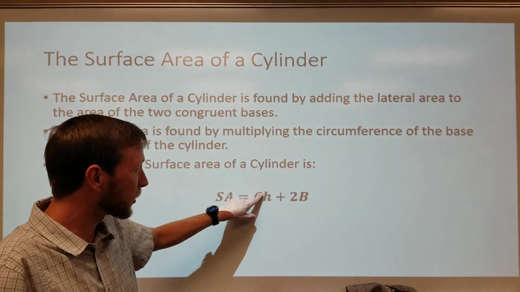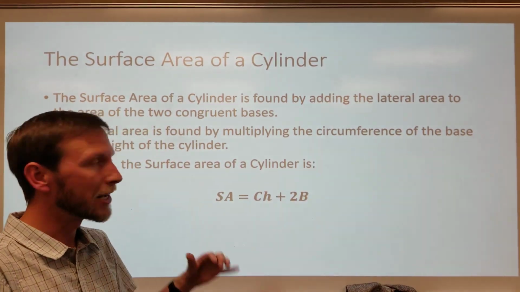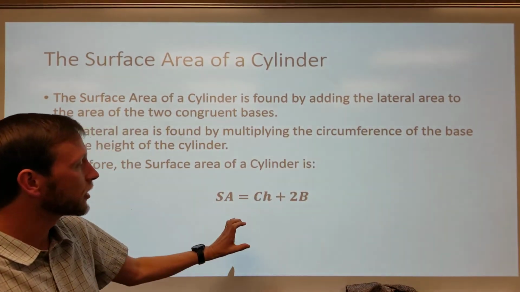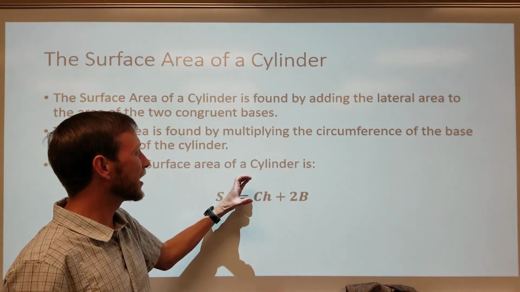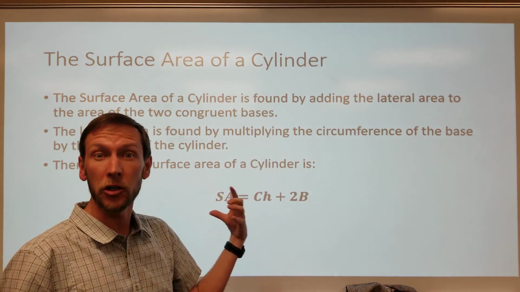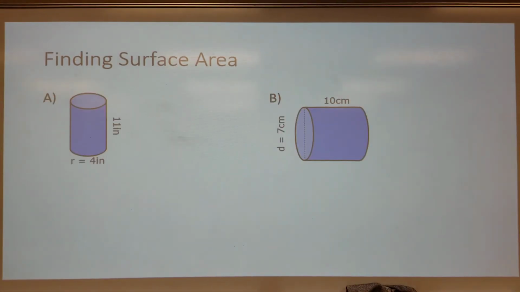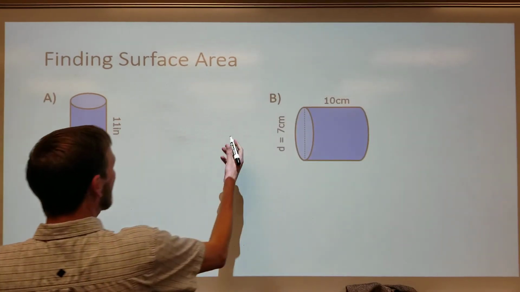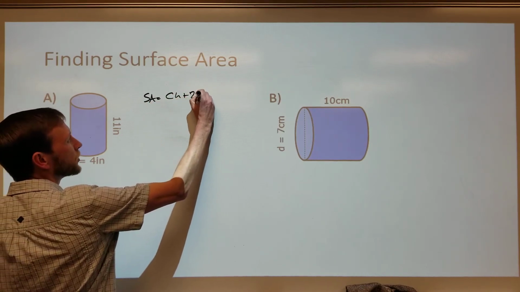It's just we replace perimeter of the base with circumference of the base, because circles don't have perimeters, they have circumference. And so it's the same formula for cylinders as prisms, except that the concept of perimeter is called circumference when dealing with circles. All right? So the formula is basically the same, all right? And so we're not going to call it pH plus 2b. We're going to say the surface area is CH plus 2b.